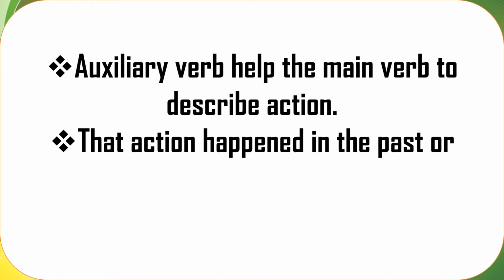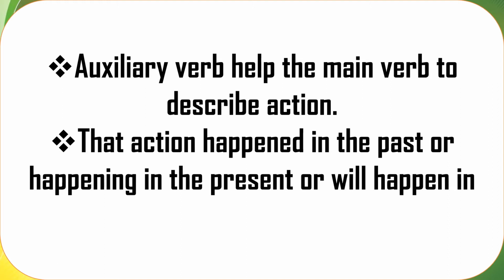That action happened in the past, or is happening in the present, or will happen in the future. Two things we have learned about the auxiliary verb here. An auxiliary verb helps the main verb to describe the action. Secondly, it shows us whether that action has happened in the past, or is happening now in the present, or will happen in the future. So it decides the tense of the sentence.